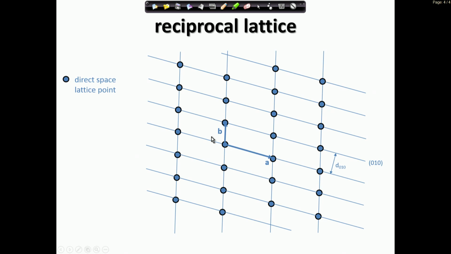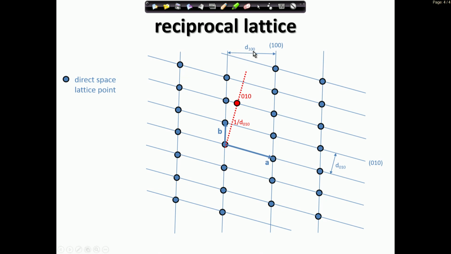Now, when we have the lattice spacing, we construct a line that is perpendicular to the lattice planes, and on that line we draw a point with distance reciprocal to the lattice spacing. So the shorter this distance here, the longer the distance of the red point from the origin. We do the same for the second set of lattice planes, so the set that goes along A.